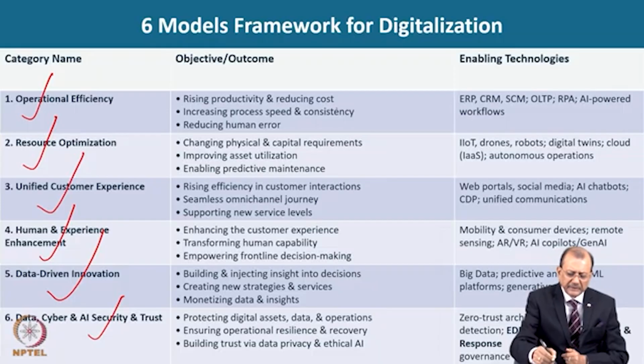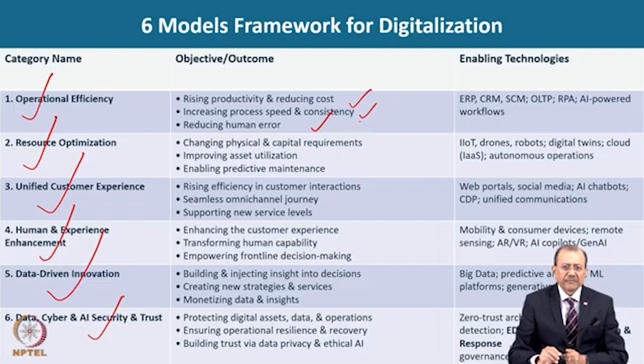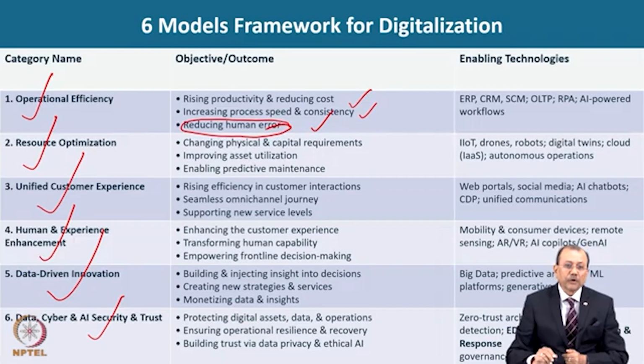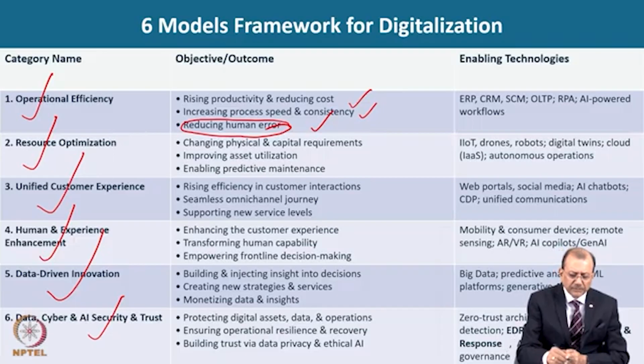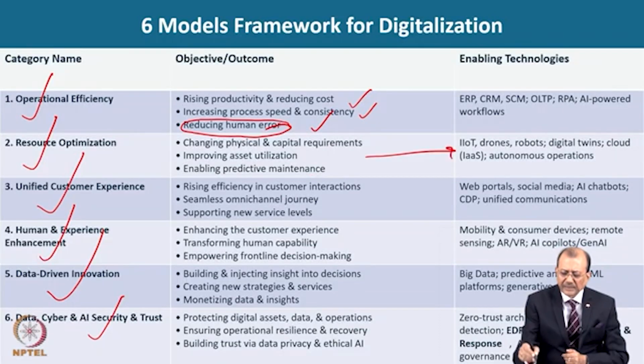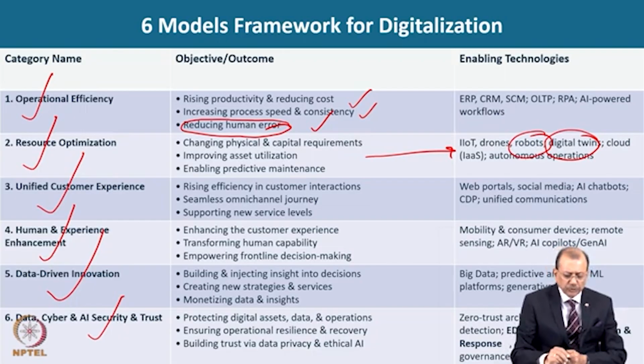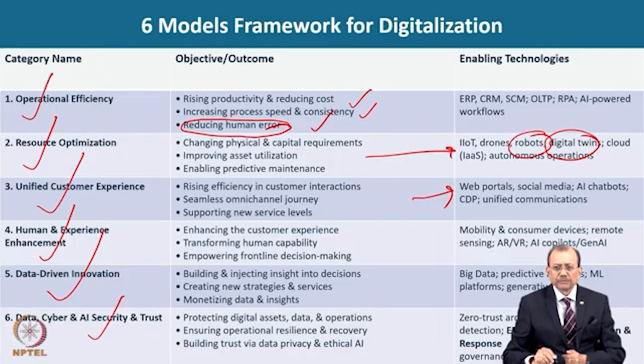So again, if you see, the objective list is quite robust in this case. For raising operation efficiency, the objective is raising productivity, reducing cost, increasing process speed, reducing human error. That is also one of the important aspects of operation efficiency. Similarly, in case of resource utilization, it is now easier for us to figure out which technology can be used for physical and capital requirements: IoT, drones, robots, digital twin. Digital twin and robots we still have to study in the next week. What is digital twin? But for the sake of completeness, I said let us include these, which are important technologies for resource utilization.